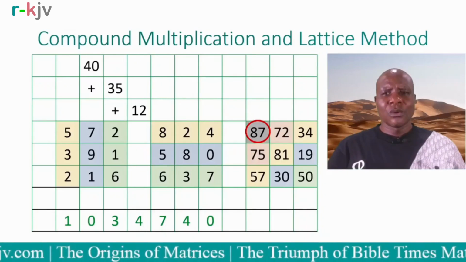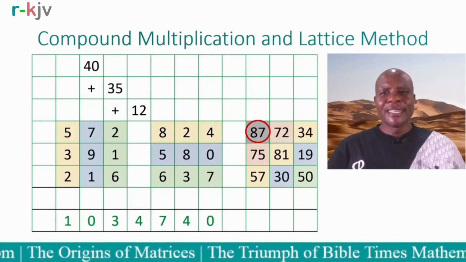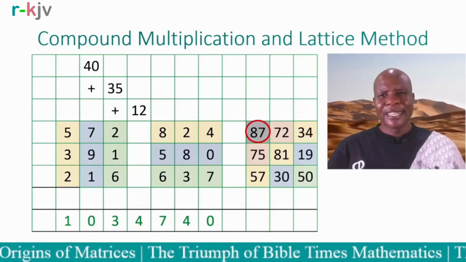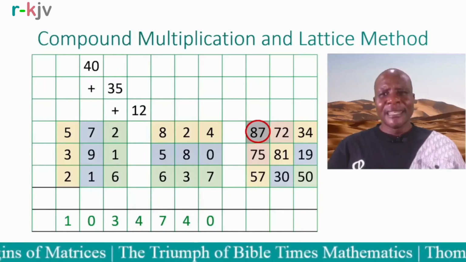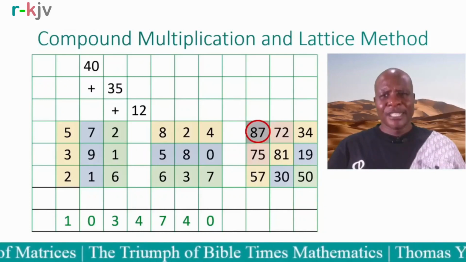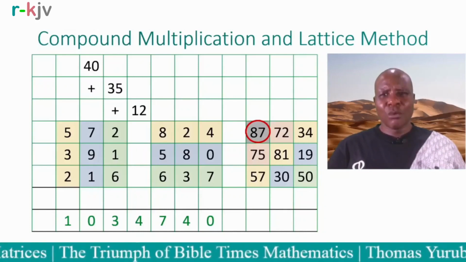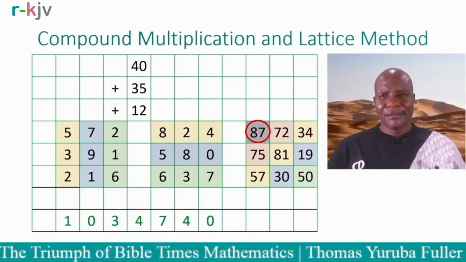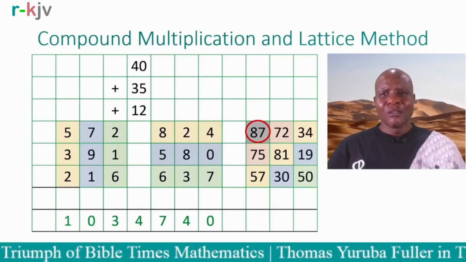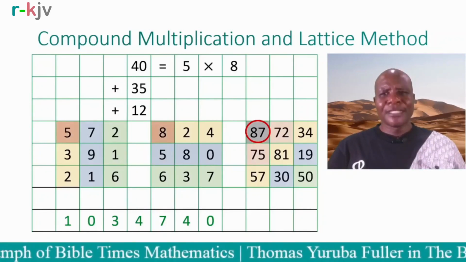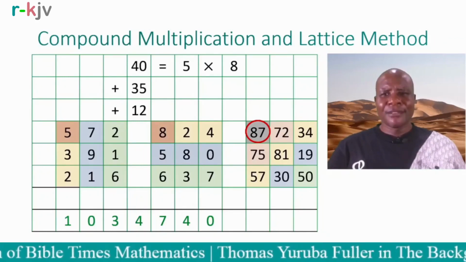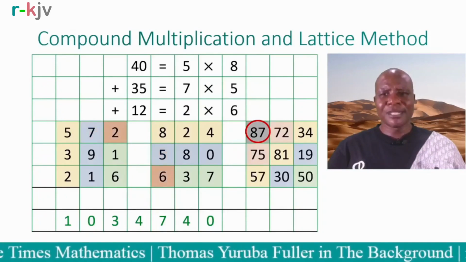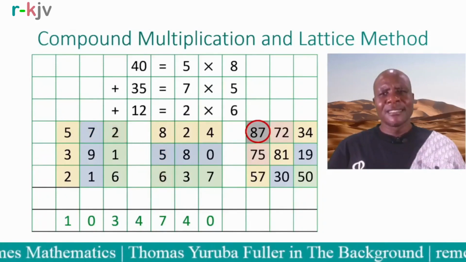Oh, it looks like these are matrices. Let us try and see. Let us arrange 40, 35, and 12 in a column like this. Let us find out. 40 is 5 times 8. 35 is 7 times 5. And 12 is 2 times 6. Yes.